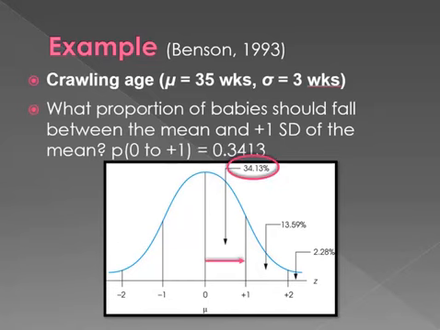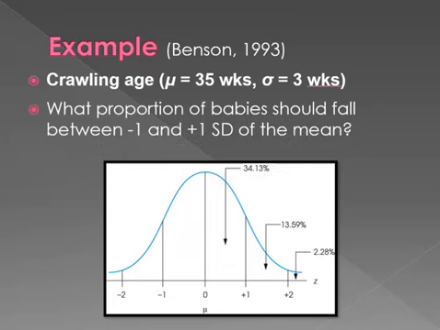Yeah, it's pretty easy, right? You should have looked at the percentage, right? Looked at the fact that we were trying to see what proportion of the babies would fall between the mean and +1 standard deviation of the mean. We already have the percentage listed there as 34.13. If we convert that to a proportion, the proportion is 0.3413. Let's see. What proportion of babies should fall between -1 and +1 standard deviations of the mean?